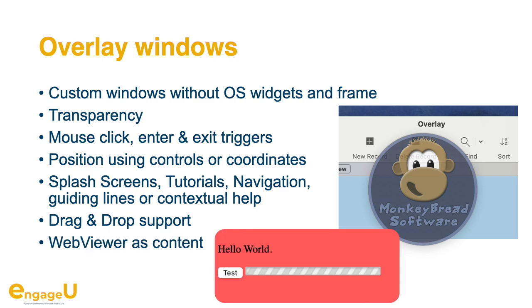And you can use a web viewer as a content. So with the latest version, you can load a HTML page into the overlay and use it to show whatever content you like. Like this little page here, and there's a test button in the example, and if you click it, some JavaScript runs and changes the label. And you can show animated GIFs if you like, or a movie, whatever.